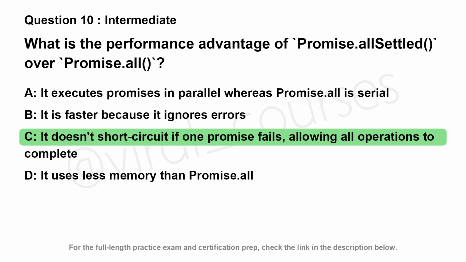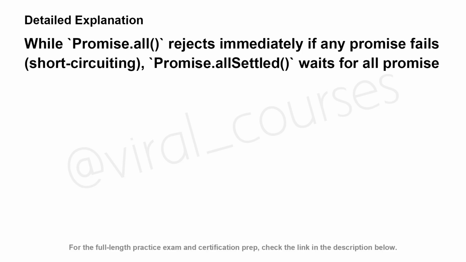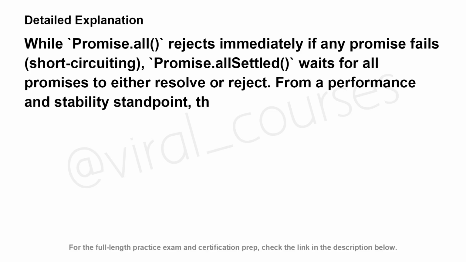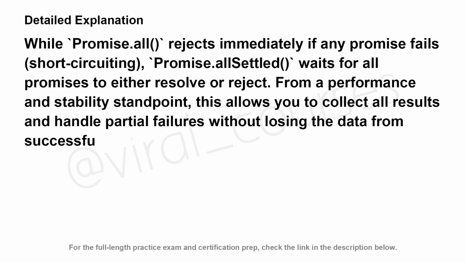The correct answer is C. While Promise.all rejects immediately if any promise fails, short-circuiting, Promise.allSettled waits for all promises to either resolve or reject. From a performance and stability standpoint, this allows you to collect all results and handle partial failures without losing the data from successful concurrent requests.